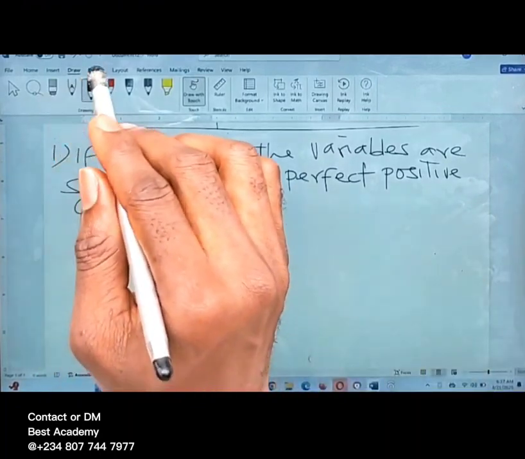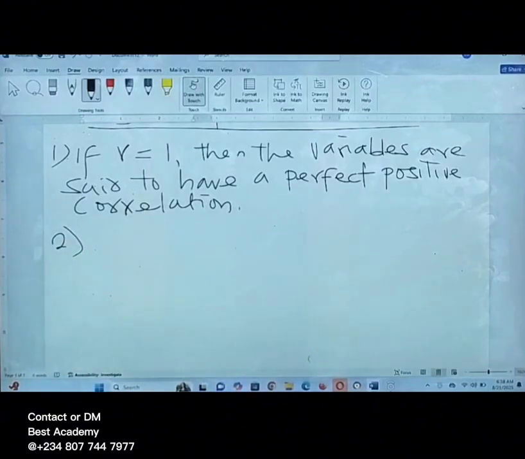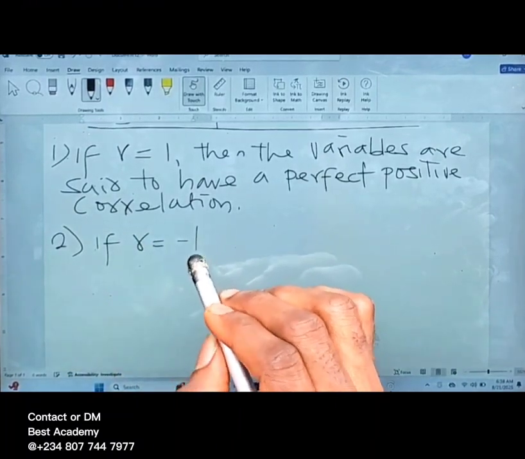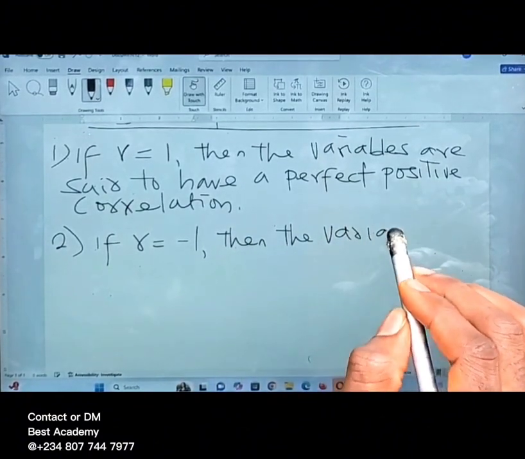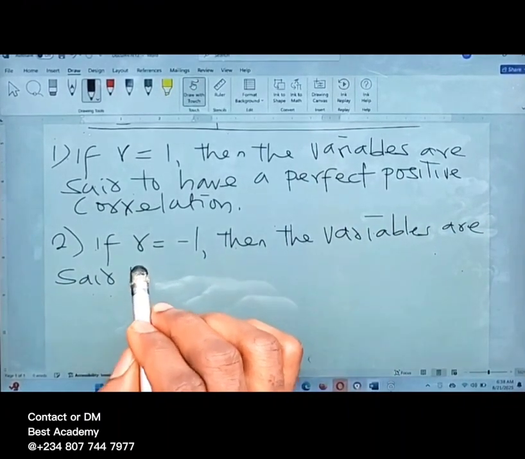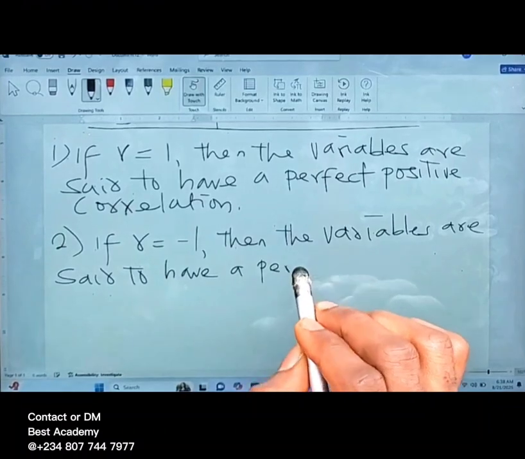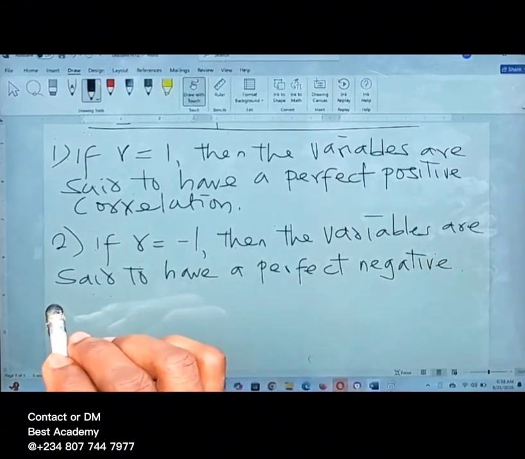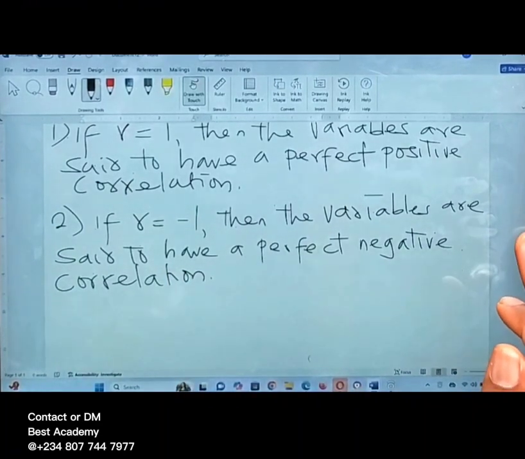The next one is number 2. If r is equal to -1, then the variables are said to have a perfect negative correlation. Please take note of this.